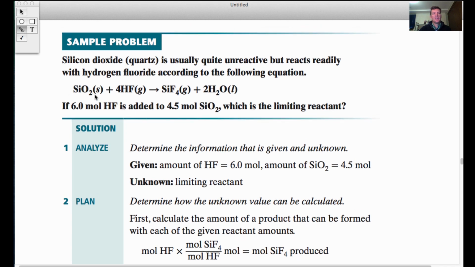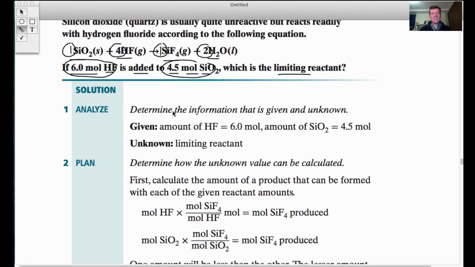Okay, here's a reaction. Notice the balanced equation. Here are the mole ratios, 1 to 4 to 1 to 2. Okay? And it says if 6 moles of hydrogen fluoride is added to 4.5 moles of the silicon oxide, which is the limiting reactant? This time we're given amounts of both reactants, not just one of them. We're given amounts of both. Okay? Well, let's look at this.